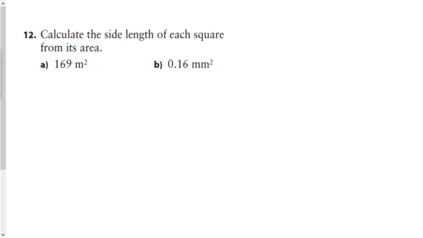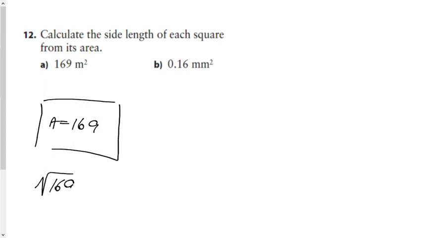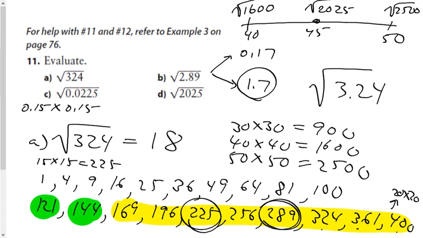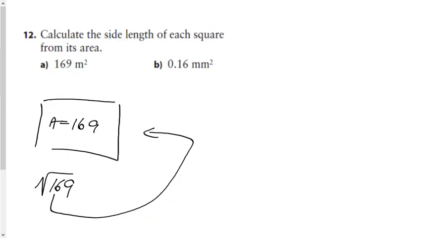Question number 12 says calculate the side length for each square. So this time you're given the area equals 169. So really what we're asking is what is the square root of 169? Because whatever that is, that's the side length, right? And what do we know based on our last table here? 169 is right here. So what times itself is 169? The answer is 13. So 13 times 13 gives you an area of 169.